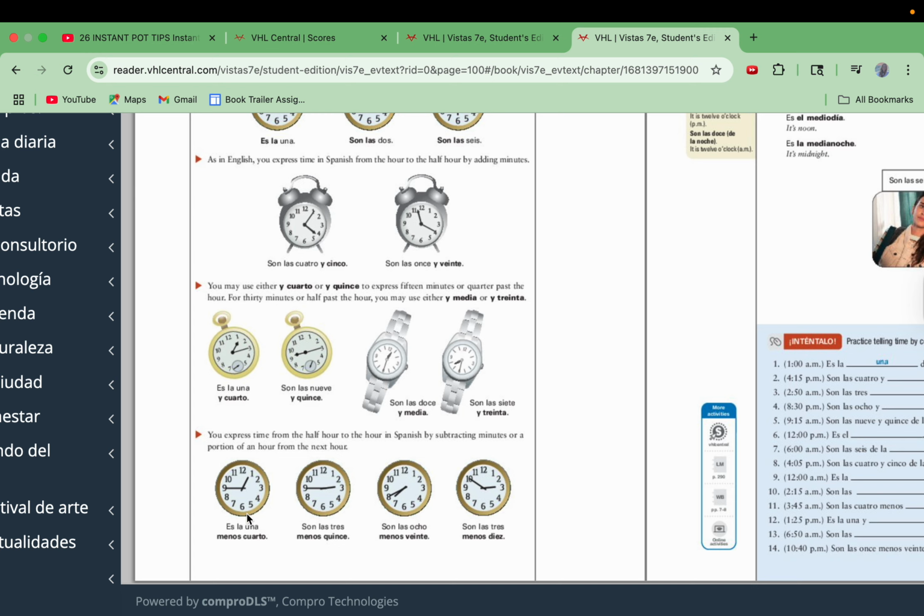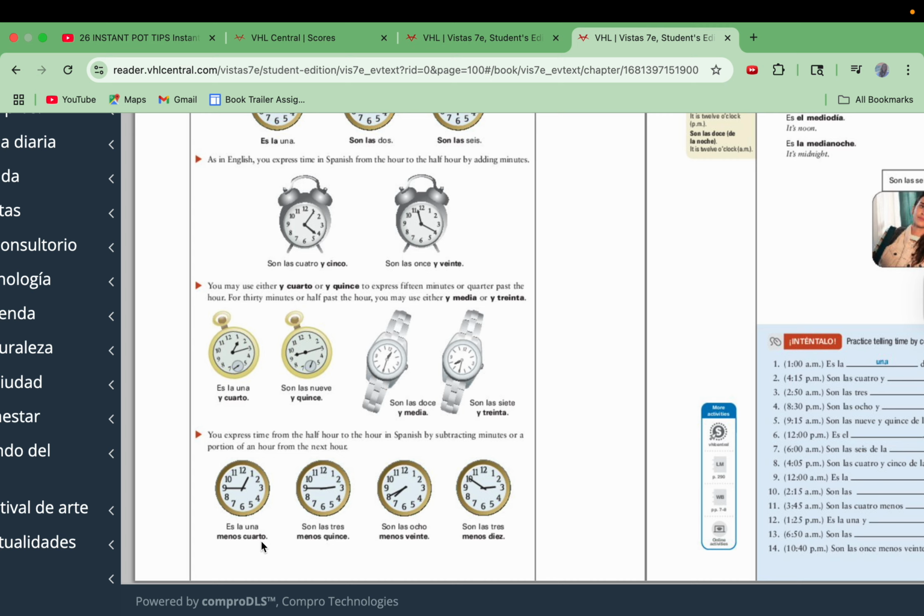But if you are doing it is a quarter to 1, you actually won't say it's 12:45. You'll go to the next hour, it is 1, and say it is quarter till. You don't have the option of going both ways like we do in English. In English, we might say it's 12:45, or we might say it's quarter to 1. In Spanish, there's only one way to say this, and that is es la 1 menos cuarto.